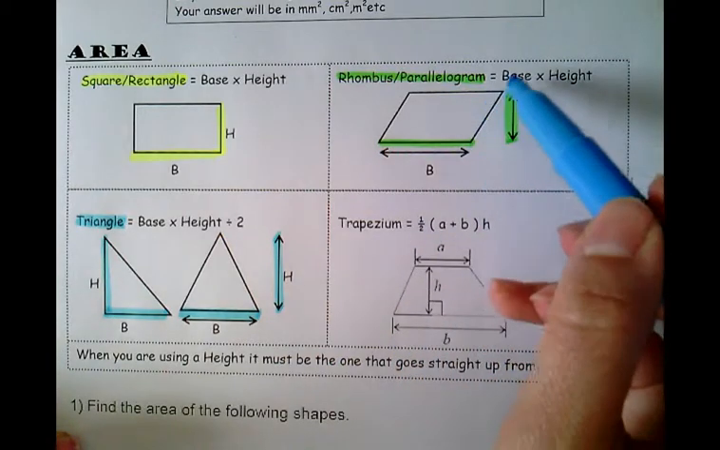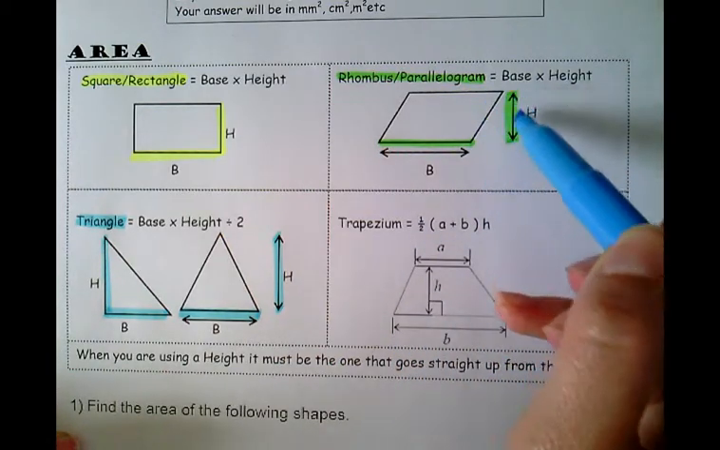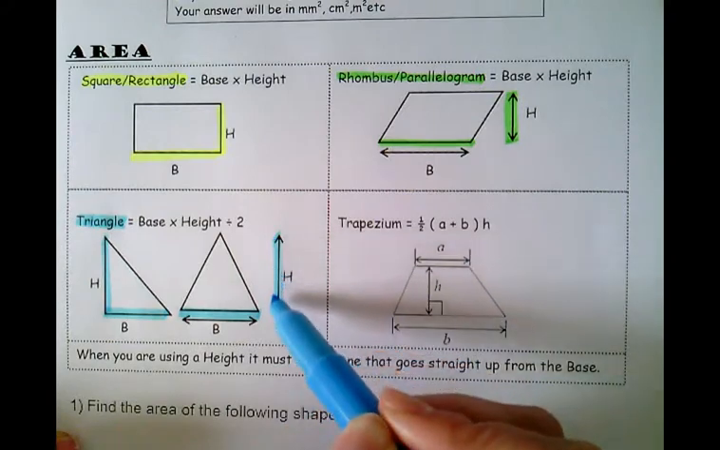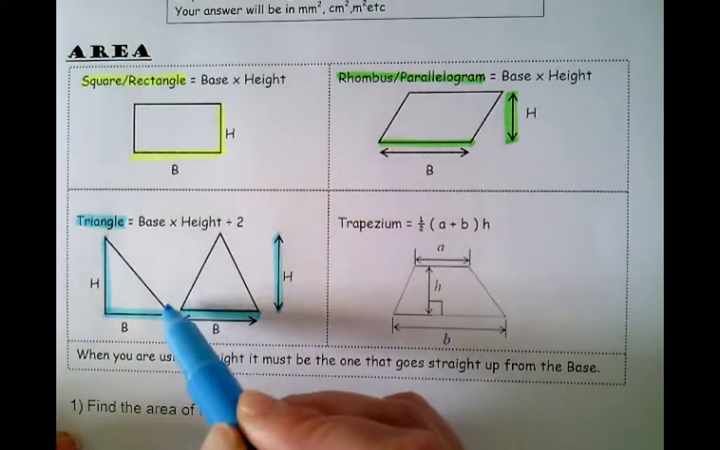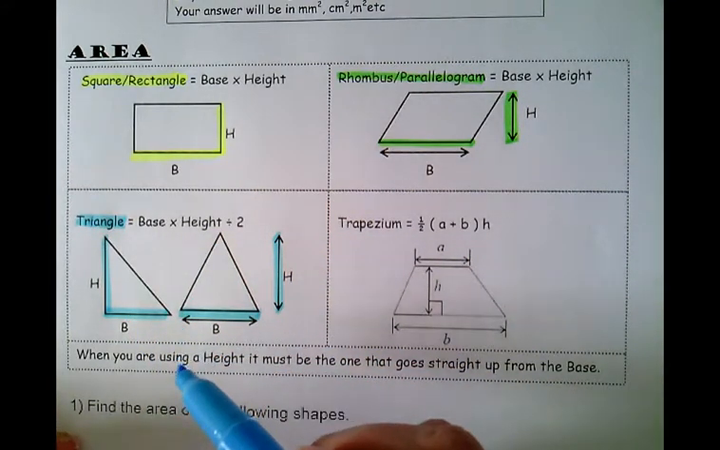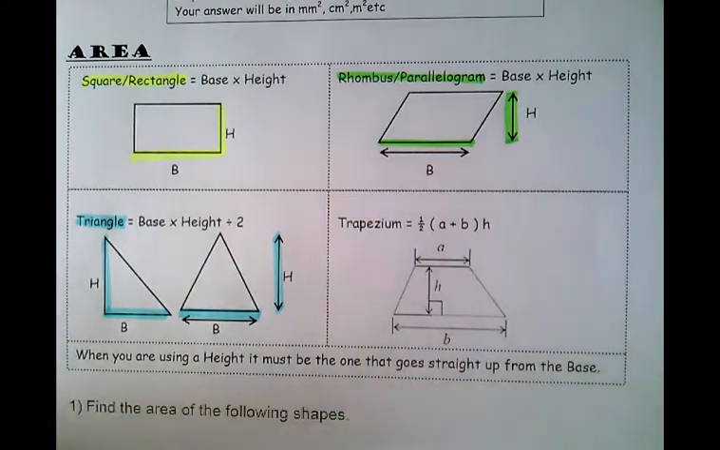But similarly, whenever we were doing the parallelogram, it was the perpendicular height that you used, so you need to make sure you use the straight up height here and not any of those slanty heights. So the one that goes straight up from the base is the one that you use.